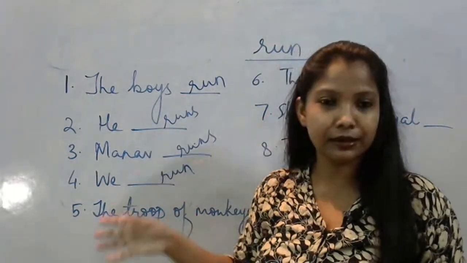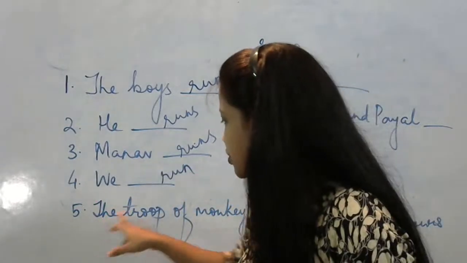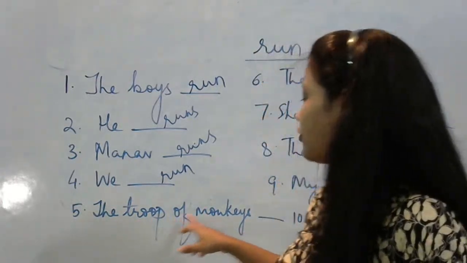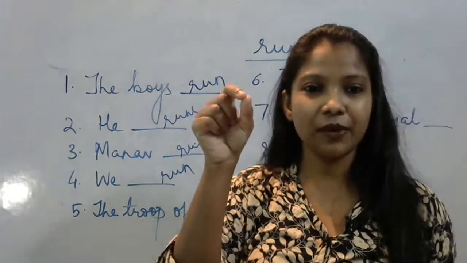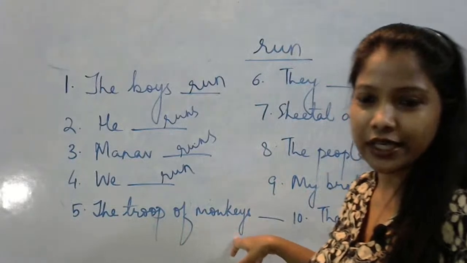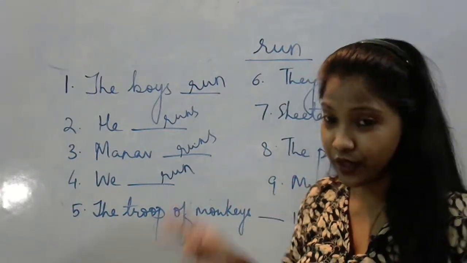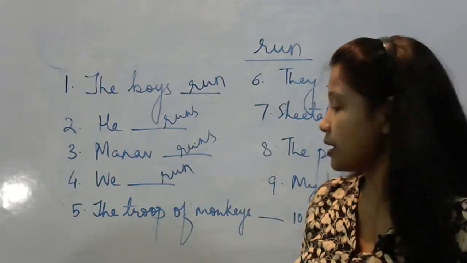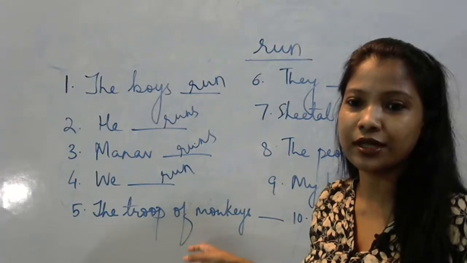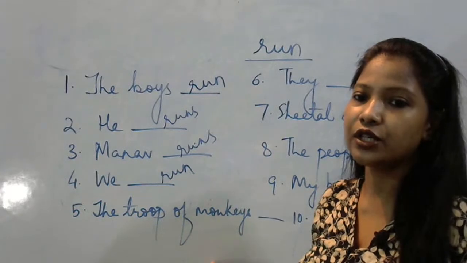Now this one I did not find, I found very few students answering this one correct. The troop of monkeys. Kindly pay attention over here. The troop of monkeys. Can anyone tell me which is the main subject over here? Which subject should be focused over here? Here are two nouns. Which subject should be focused here to place the verb? There are two nouns.